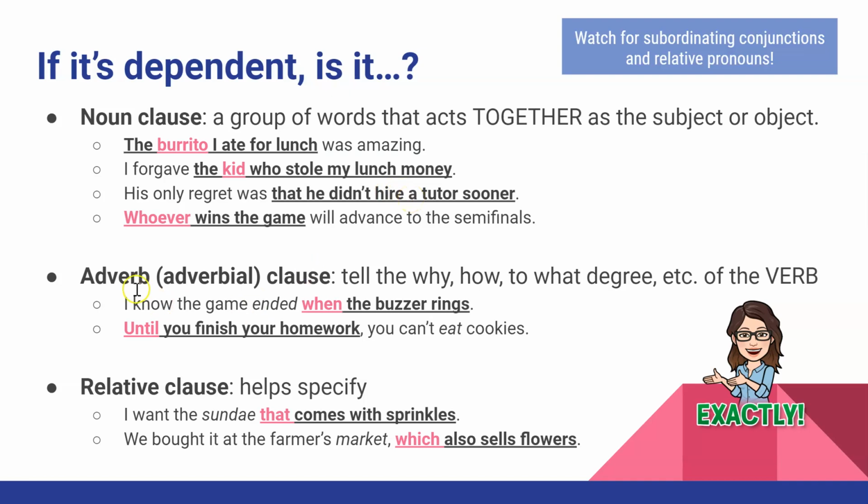Next up is an adverb or adverbial clause. I haven't figured out the pattern yet. Some people say adverb clause, some people say adverbial. Adverbial is technically more proper, but we're going to go with it. Adverb clauses tell the why, how, to what degree, etc. of the verb. AKA, they modify the verb of the sentence.